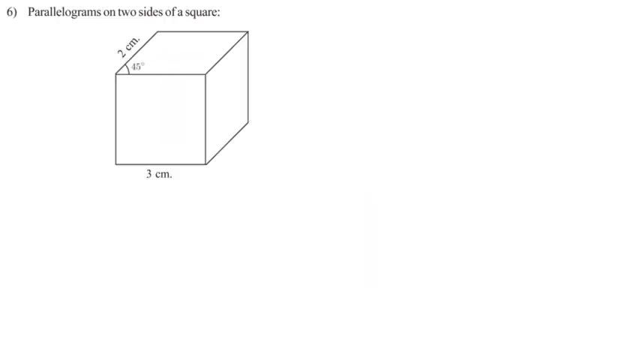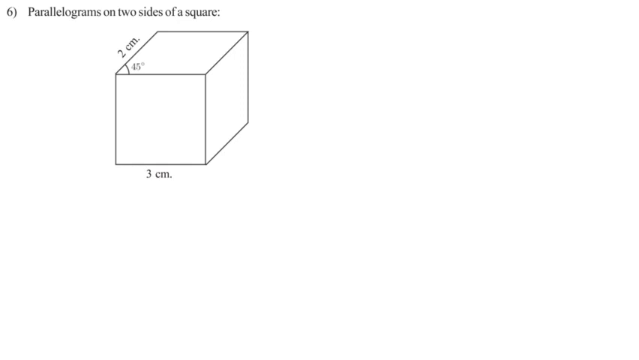Sixth question, parallelograms on two sides of a square. Children, what is the difference between a parallelogram and a square? Yes, for a parallelogram, all sides are not equal in length like rhombuses. Only opposite sides are equal. Okay? So first let us see its sides. In this question, you can see two sides have been given: one side of a square and one side of a parallelogram.